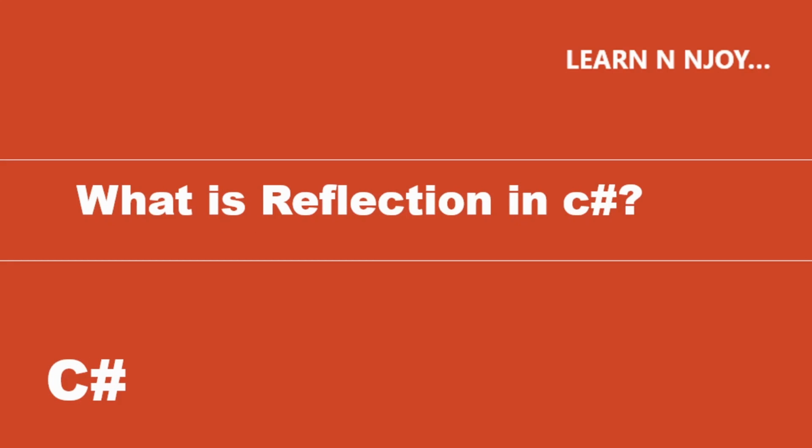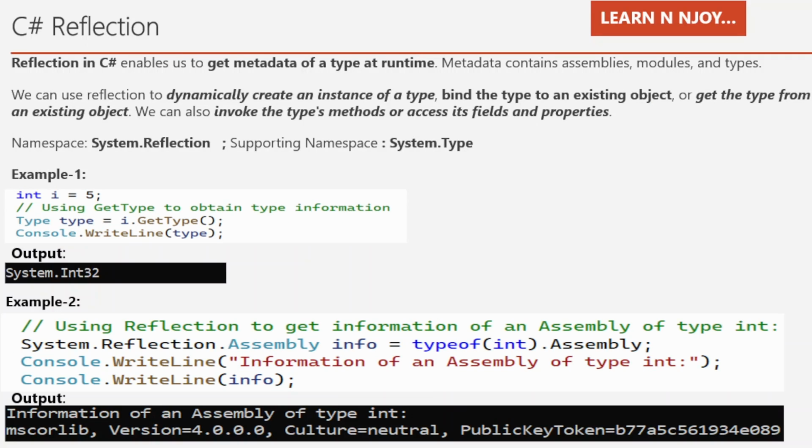What is reflection in C#? Reflection in C# enables us to get metadata of a type at runtime. Metadata contains assemblies, modules, and types. We can also use reflection to dynamically create an instance of a type, bind the type to an existing object, or get the type from an existing object. We can also invoke the type's methods or access its fields and properties.